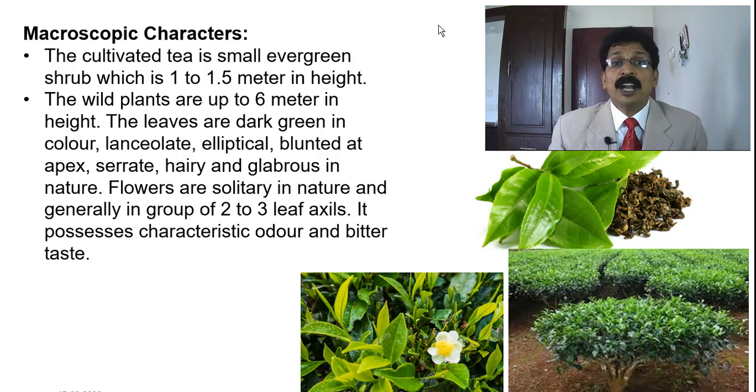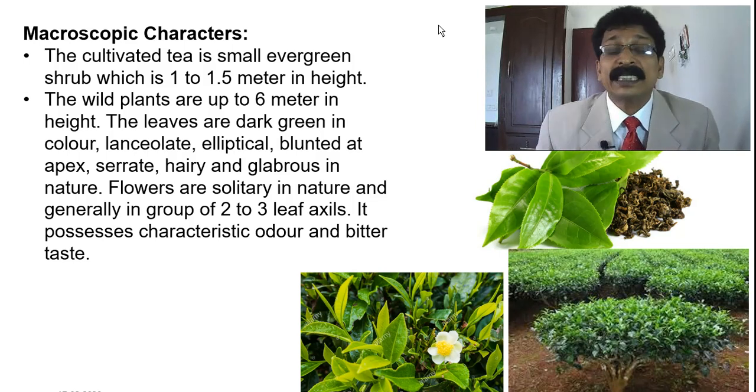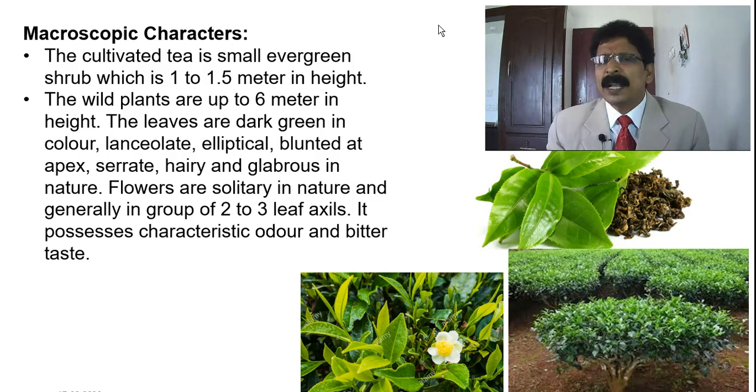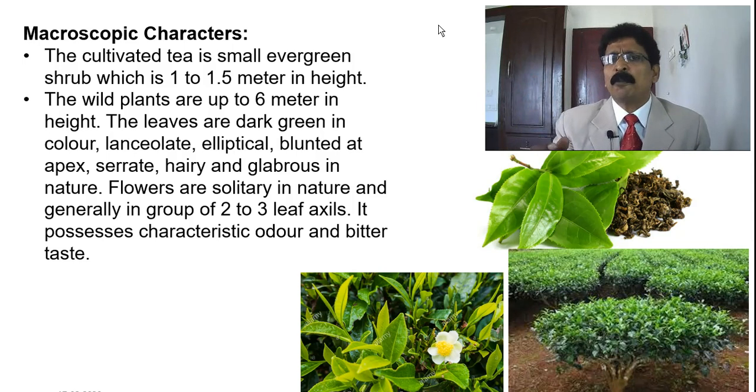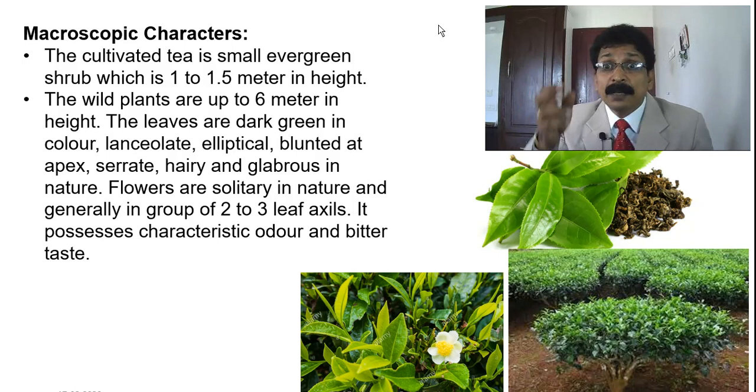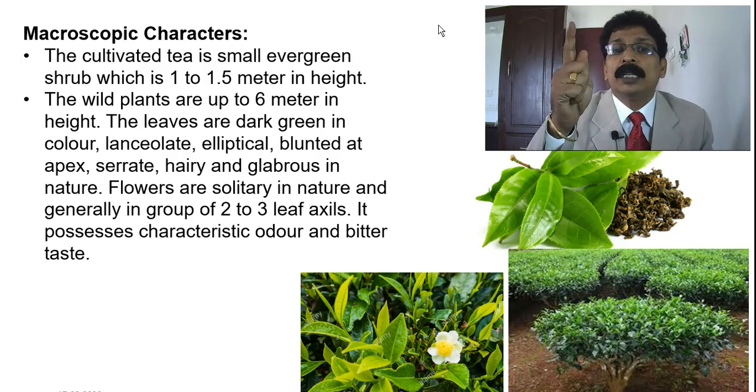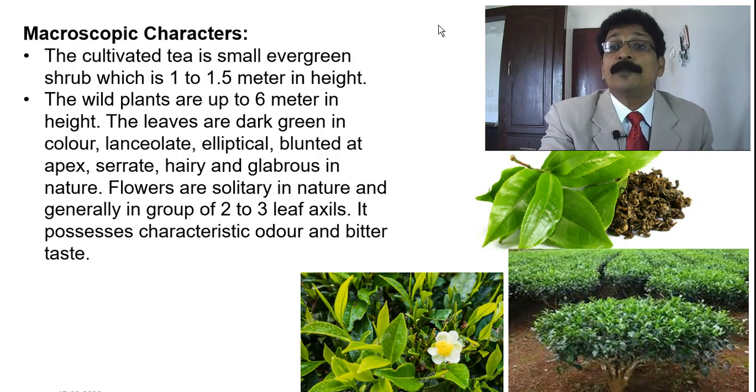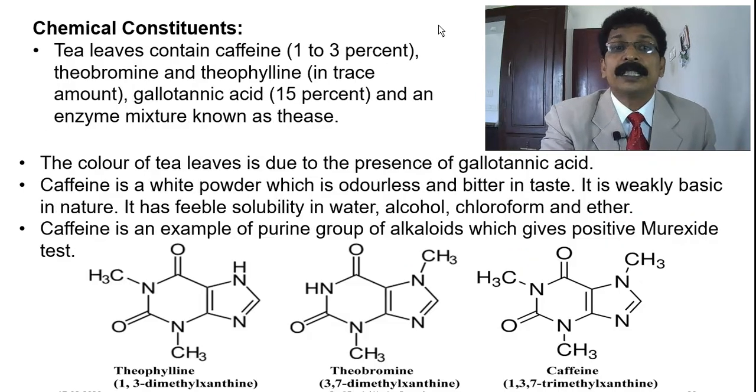Flowers are solitary in nature, and generally in a group of 2 to 3 in the leaf axil. It possesses characteristic odor and bitter taste. What do you mean by characteristic odor? Most of the time in pharmacognosy you can see characteristic odor, characteristic shape. What do you mean by characteristic? Characteristic means special; no other plants have it. It has a special characteristic odor. That is the organoleptic character, and when you want to say it, it is written like that.